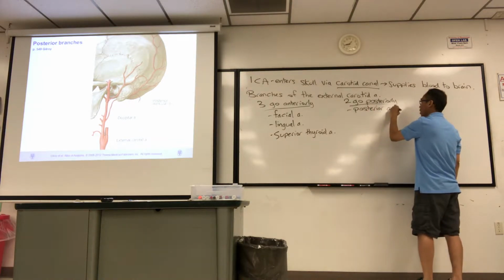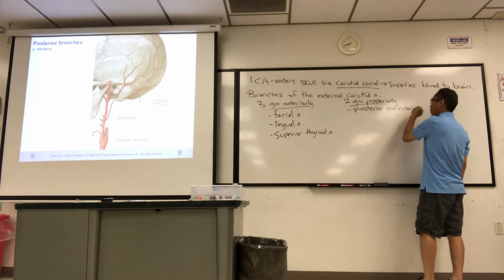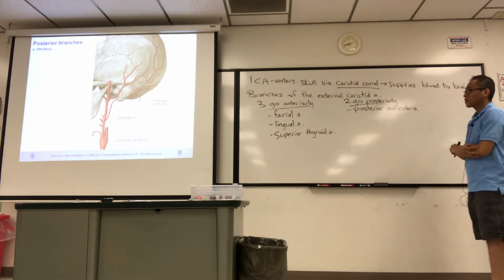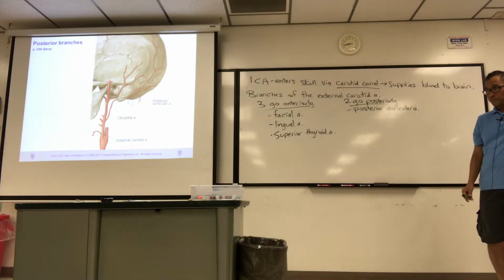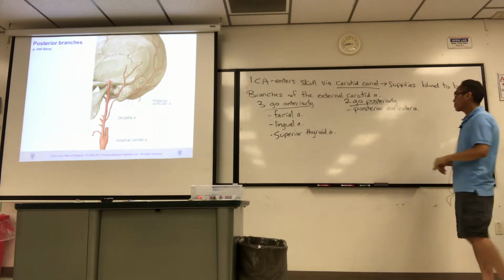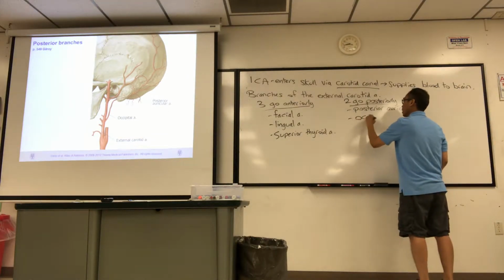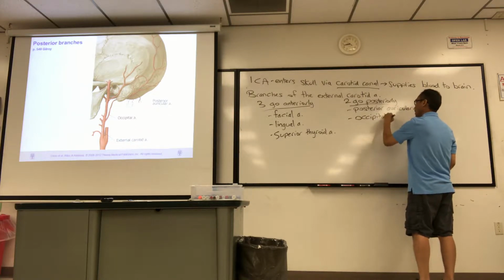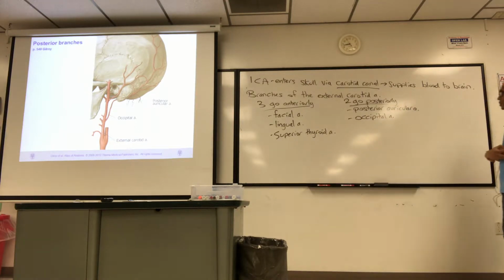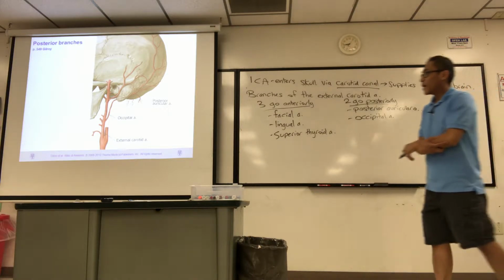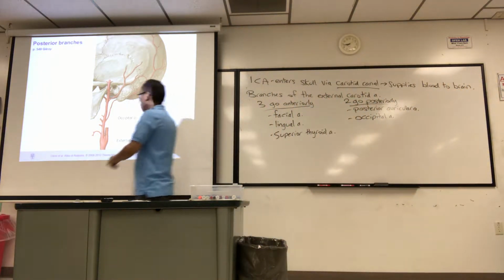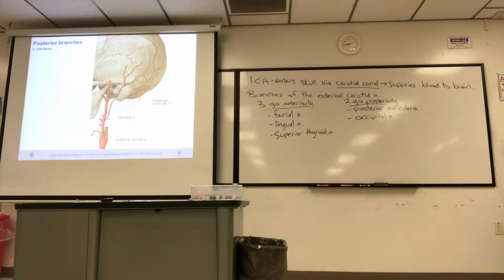Posterior auricular artery. Now, auricular refers to the ear. And then the one that goes to the base of the skull, occipital. Common mistake is to call it the posterior occipital. You drop the posterior. It's posterior auricular. Okay? Posterior occipital is incorrect. It's just occipital. All right, so those two branches you got to know. Those are major ones that supply blood to external skull in the back.